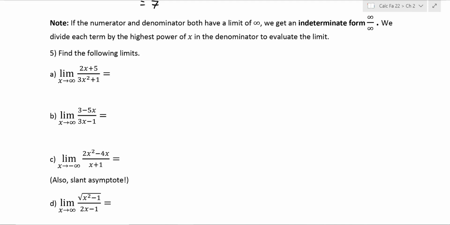And really that's just to keep from zeroing out the denominator, right? We still don't want to divide by 0, so we're going to use the highest power that appears there. So that highest power of x in the denominator is the important bit. And I'll show you as we do them.